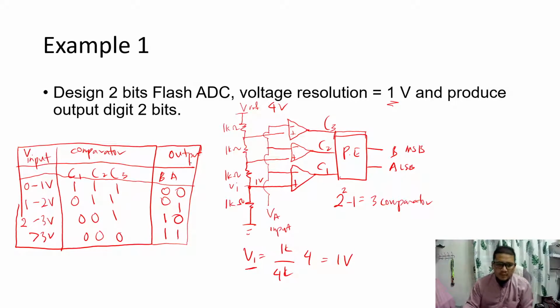So for the example, if we want to find the value of Vout if our VA equals 2.5 volts, we look for 2.5 in this range, so our output is 1, 0. Our Vout is 10.